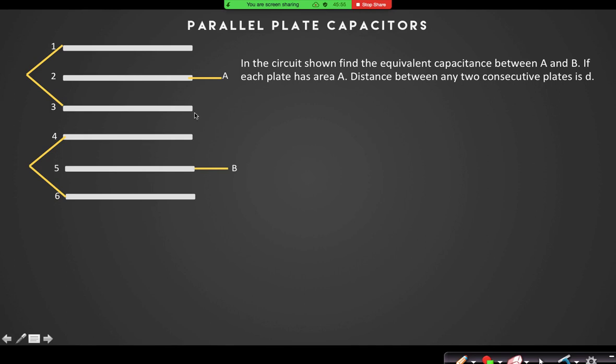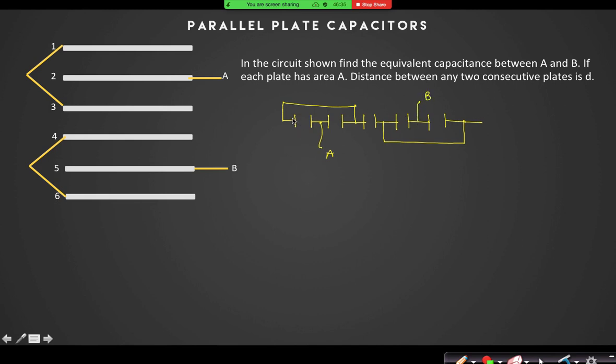So how can we solve that? I will draw a similar type of configuration. This is plate 1, plate 2, 3, 4, 5, and the 6th plate will have only one phase charge. So 1 and 3 will be connected. 4 and 6 are connected, right? And I have to find the equivalent between 2 and 5.